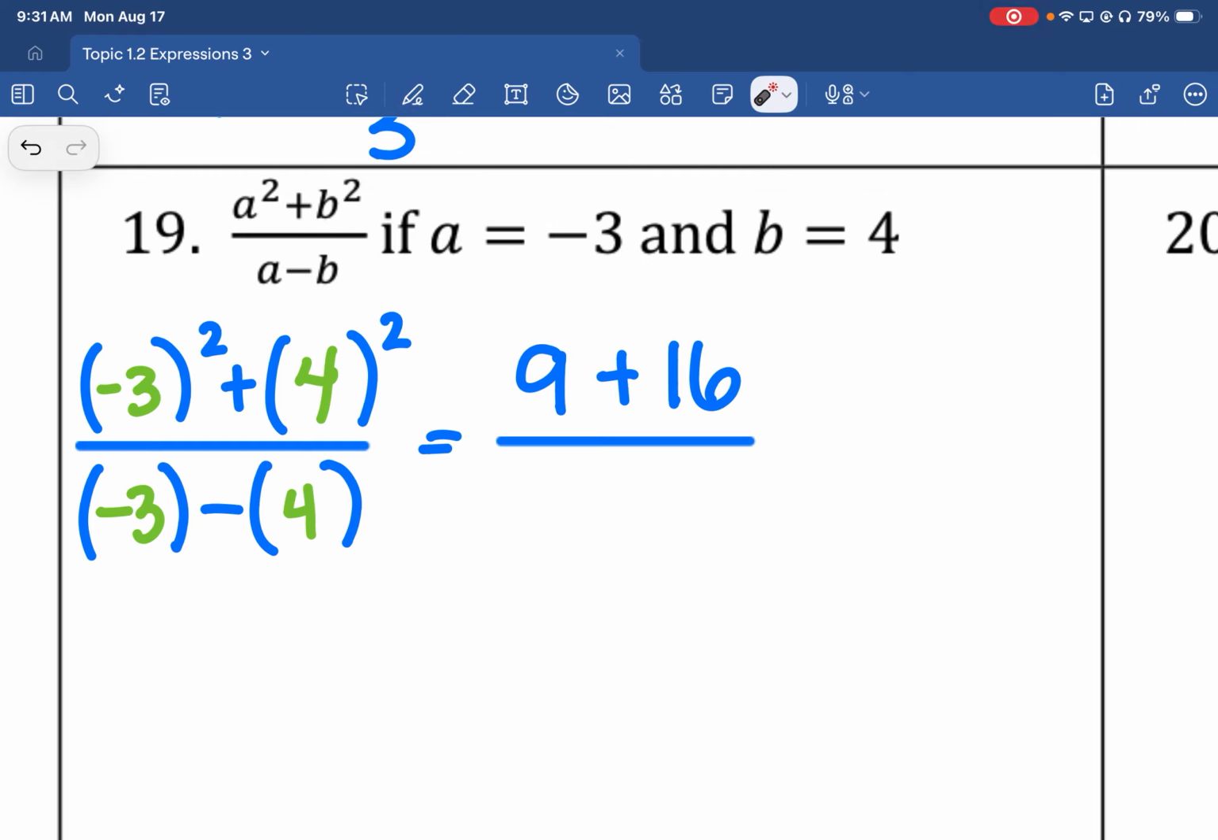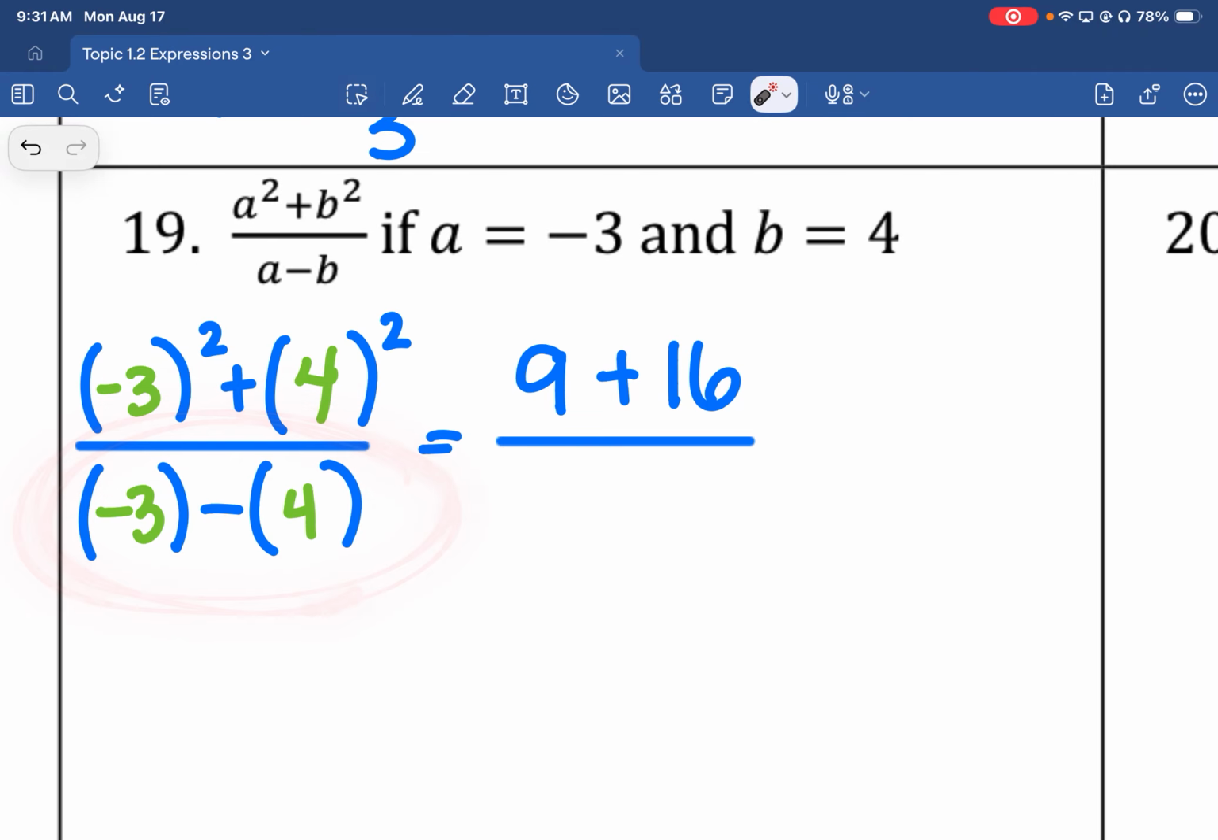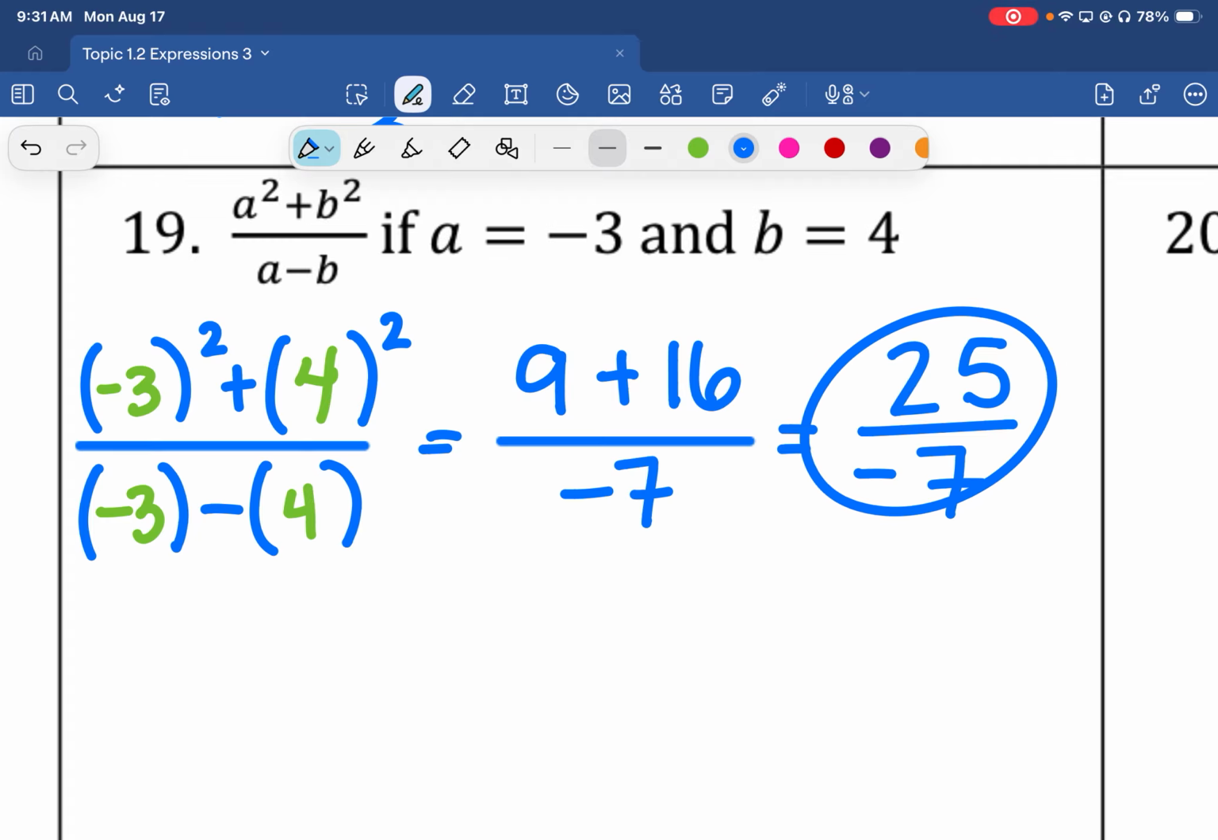Then in our denominator, what do I need to do first in our denominator? Yeah, which is just going to be negative 3 minus 4, which is... Okay. What is our numerator? What is 9 plus 16? 25. And then we have negative 7. Can I simplify 25 over negative 7? Yeah. Does anything go into 25 and 7? No. So that right there is our answer.